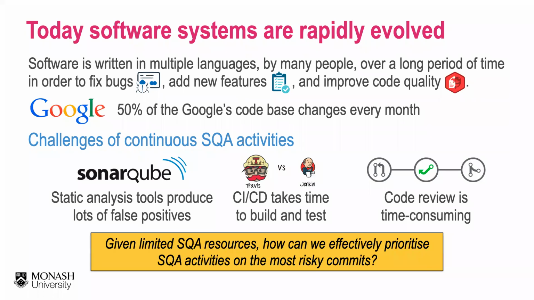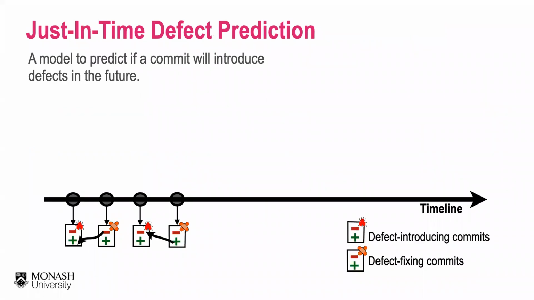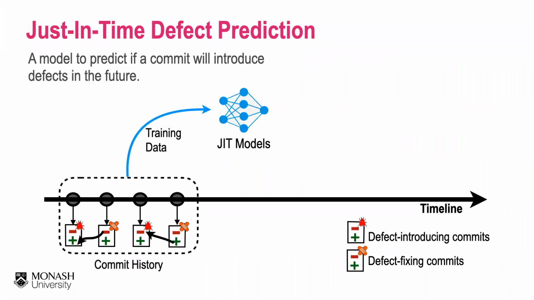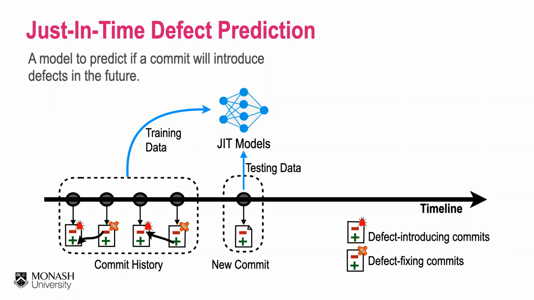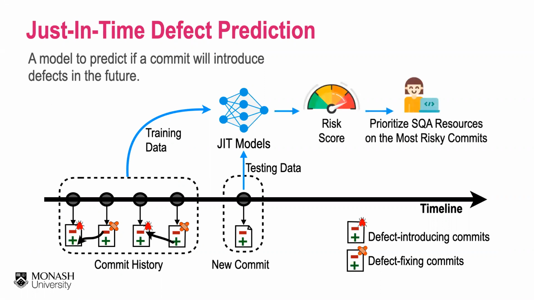risky commits? Just-in-time defect prediction has been proposed to predict if a commit will introduce defects in the future or not. Normally we start by extracting the characteristics of defect-introducing commits from historical data, and then we train a JIT model using this training data. Given a new commit or code change, we can generate the risk score to practitioners to warn the developers early if this commit is risky or not.